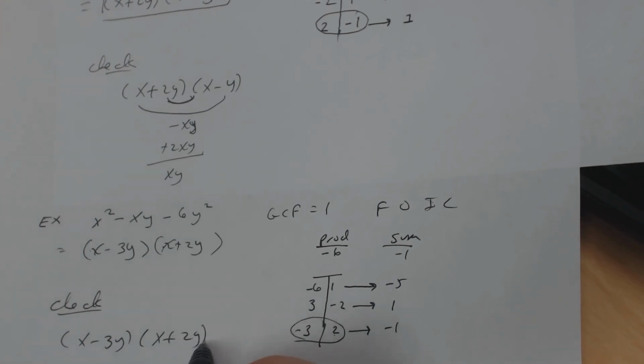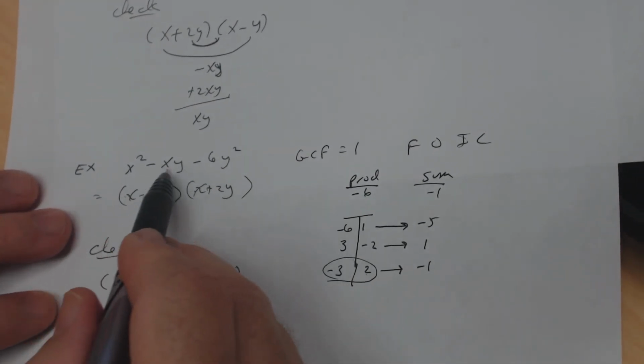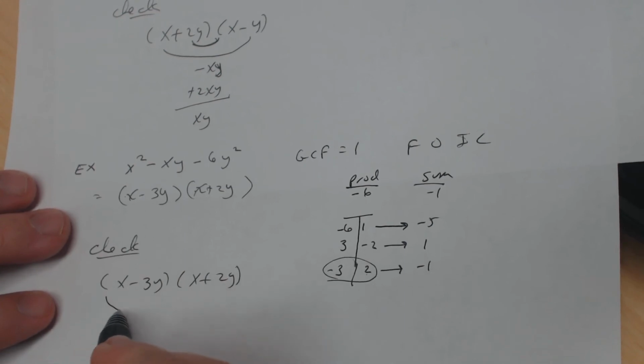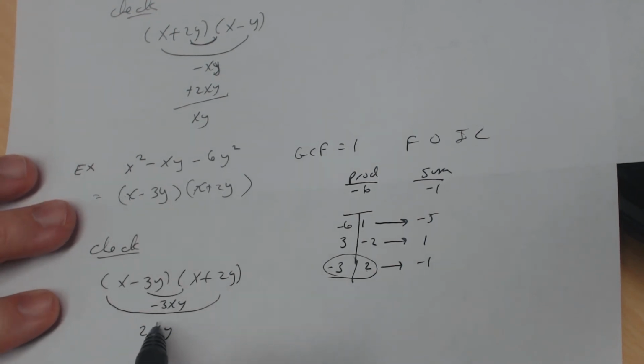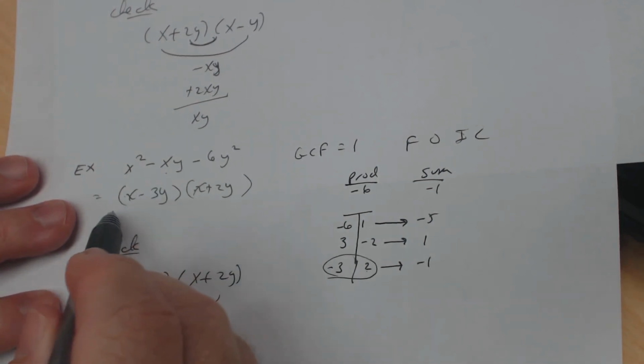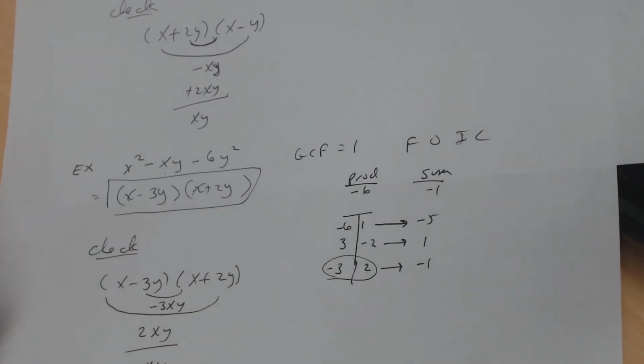So I'm going to write this over. All right, let's check the outer and inner. Remember, we haven't checked this right here. So the outer is 2xy. The inner is a negative 3xy. And when I combine like terms, a negative 3 and a positive 2 is a negative xy. And that's what we wanted. So this right here is your answer.